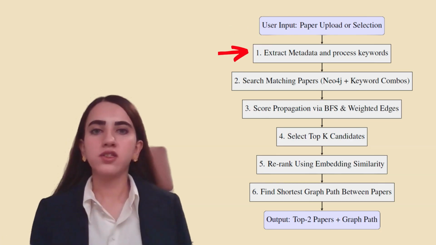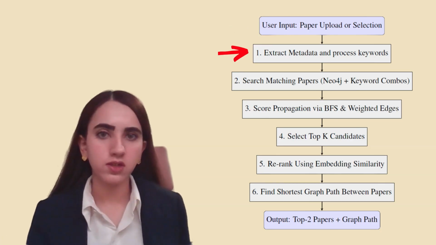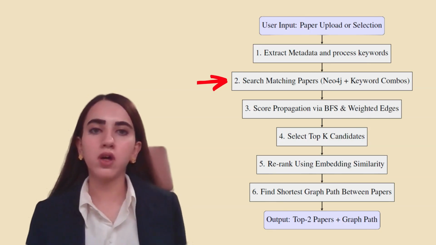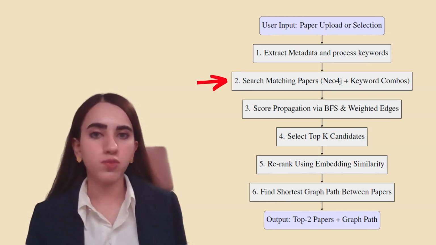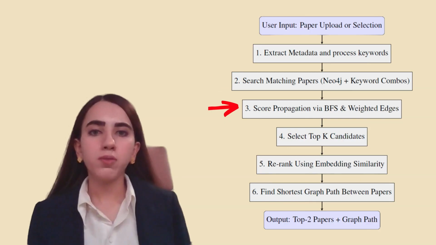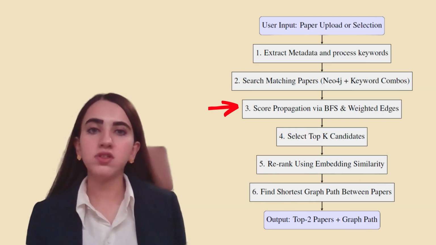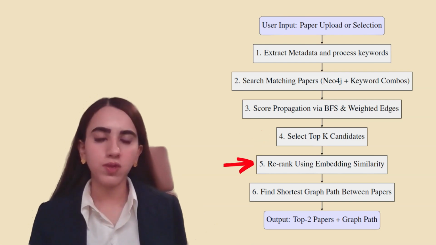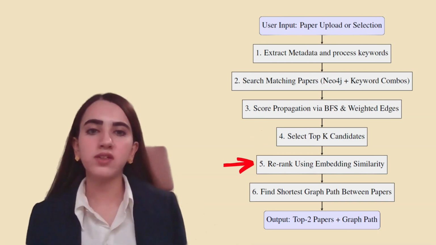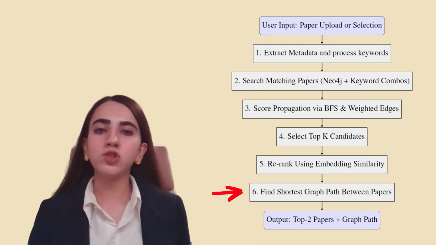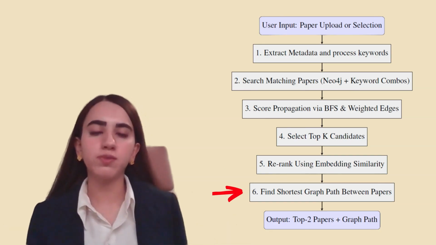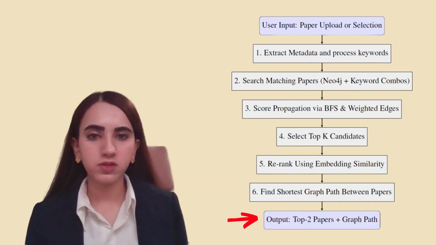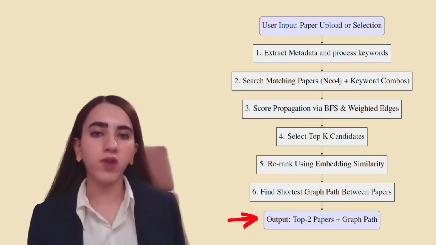The metadata is extracted, keywords are processed. We search matching papers using Neo4j and keyword combinations using the graph search process. Score propagation via BFS and weighted edges is the next step. We then select the top K candidates from the priority queue, re-rank those using embedding similarity, then find the shortest path between the 2 papers to be displayed to the user for visualization, and output the top 2 papers or the top 10 papers with the graph paths.